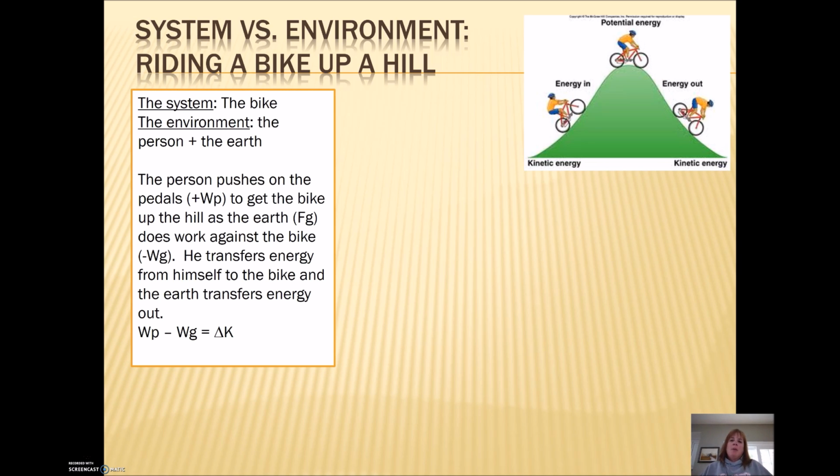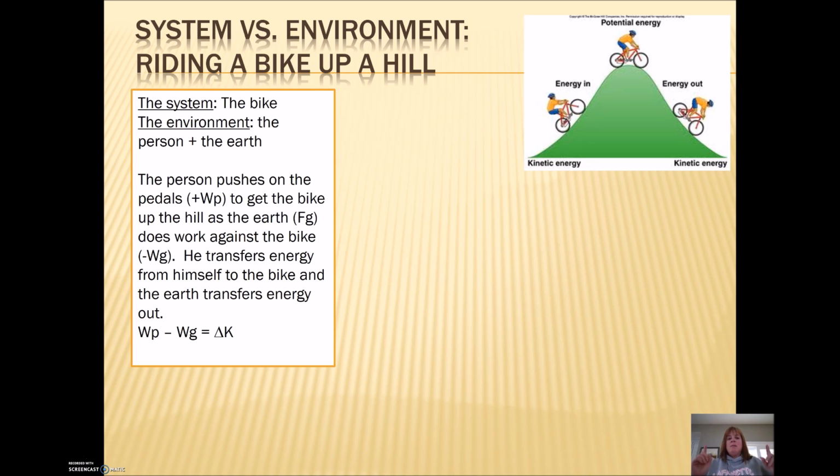If you're riding a bike up a hill, you're putting energy in to get to the top of the hill, and then energy comes out maybe as you're going down the hill. But the total energy has to stay constant, or we have work being done to increase the energy. So let's take a look at a system being just the bike, and the environment being the person and the earth.